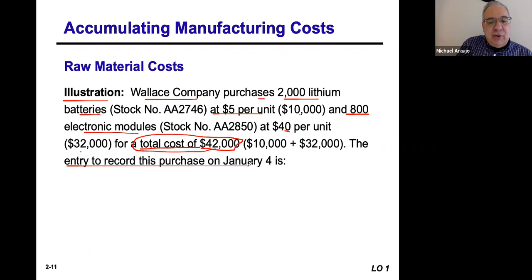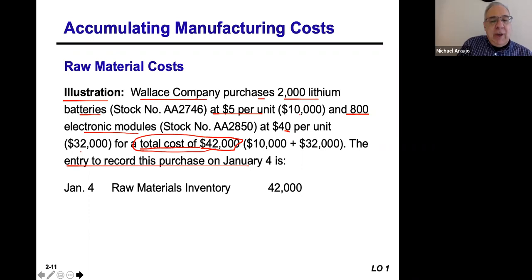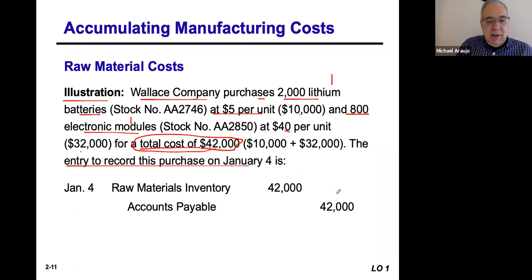So what would be the entry that Wallace Company would do to show that they purchased these? Well, assuming the date is January the 4th, which it is, they are going to debit their raw materials inventory, because the batteries and the modules are their raw materials. They're going to debit raw materials inventory by $42,000. And of course, they're going to credit their accounts payable.